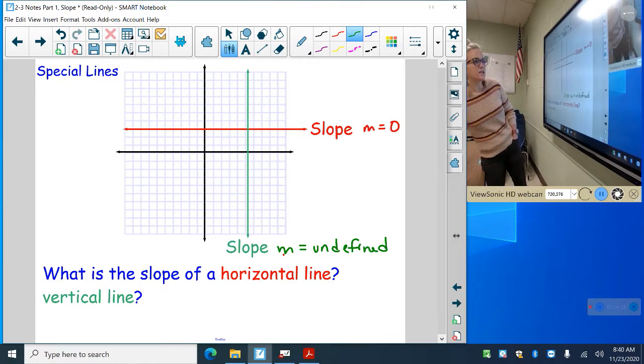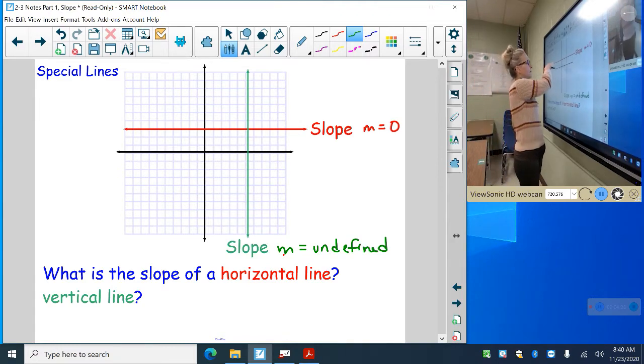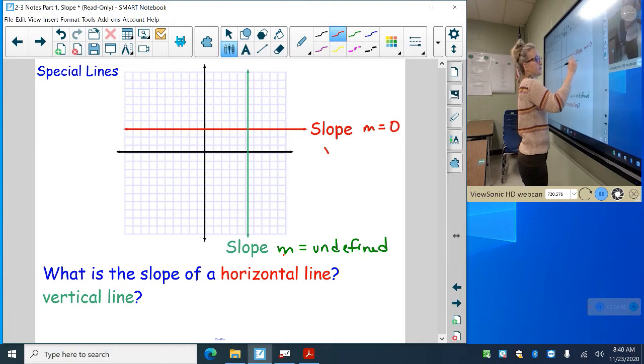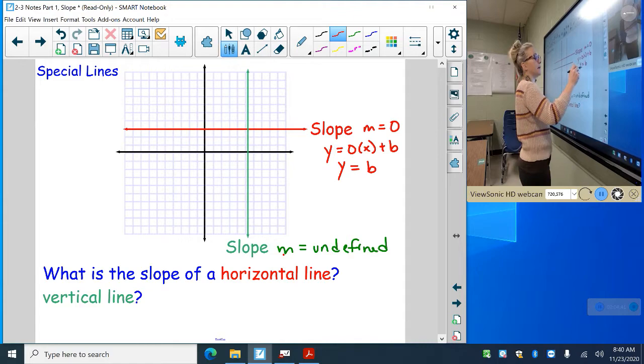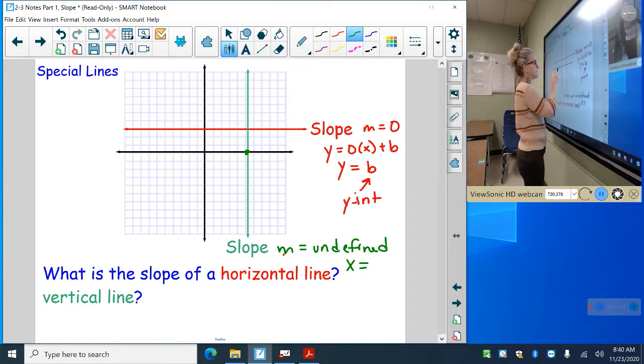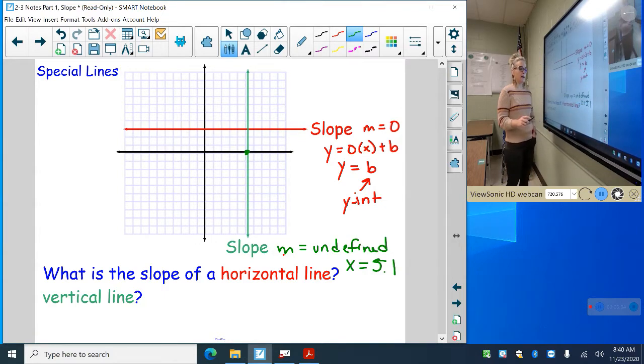So let's talk about what the equations of lines like that look like. If you have a line with slope of 0, that just means when I plug in 0 for my slope, I'm going to have y equals 0 times x plus b. Well, that just means I'm going to have y equals b. Whatever b is is my y-intercept, which we'll talk about in a little bit, but just to get started. And for undefined, I'm just going to tell you it's an x equals line. Whatever this x value equals, that's the equation of that line. So this one would be 1, 2, 3, 4, it's like 5.1, we'll say. That would be the equation of that line. And we'll talk more about that in a little bit.